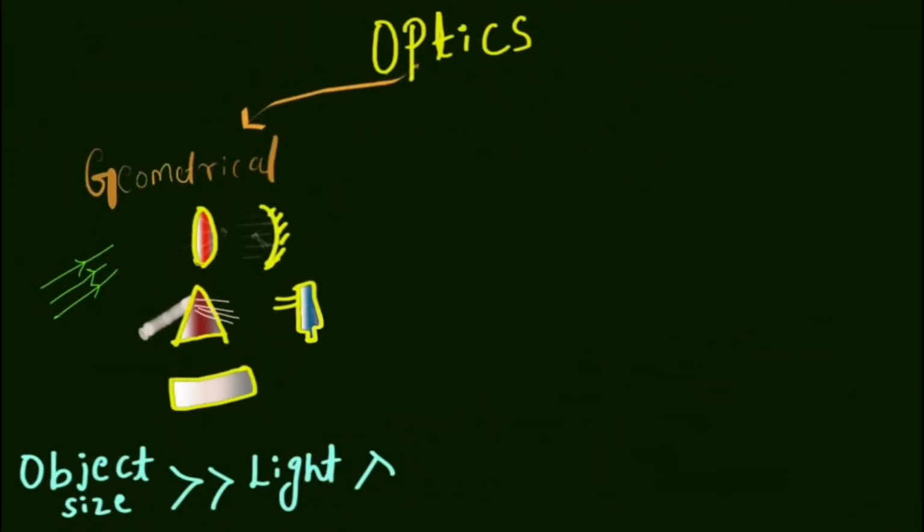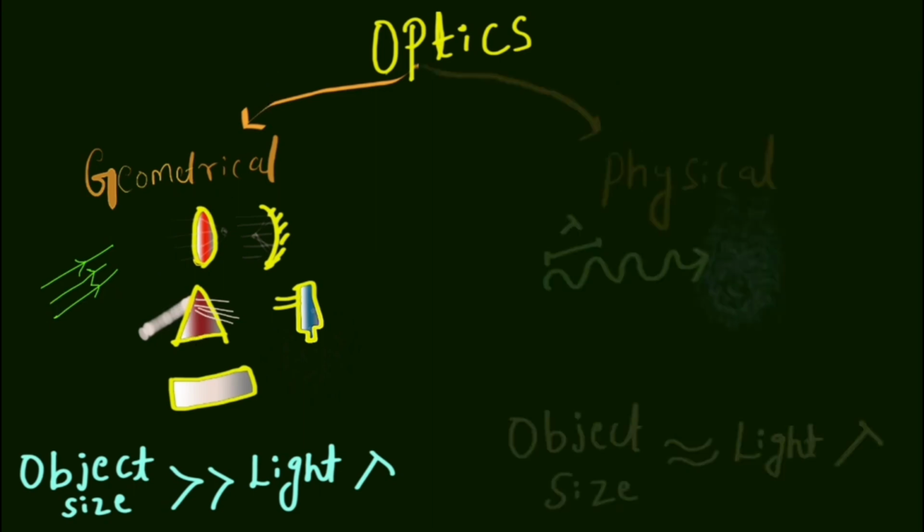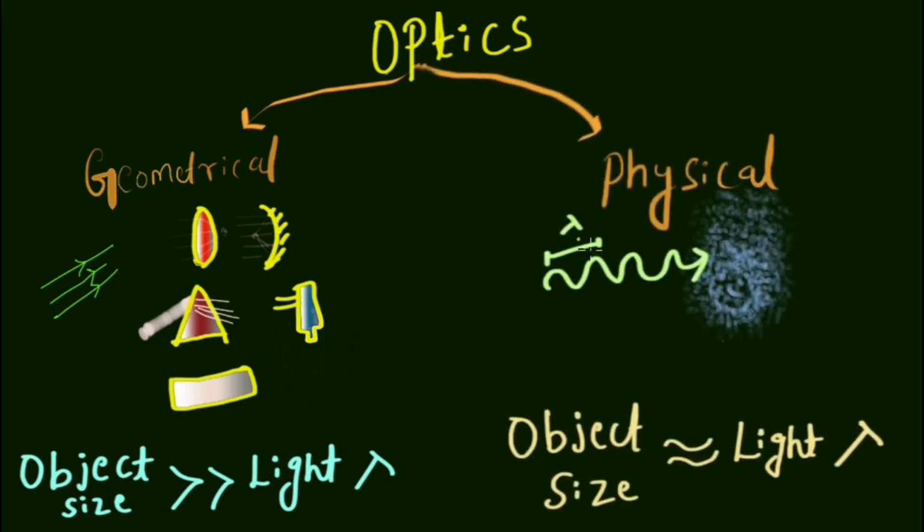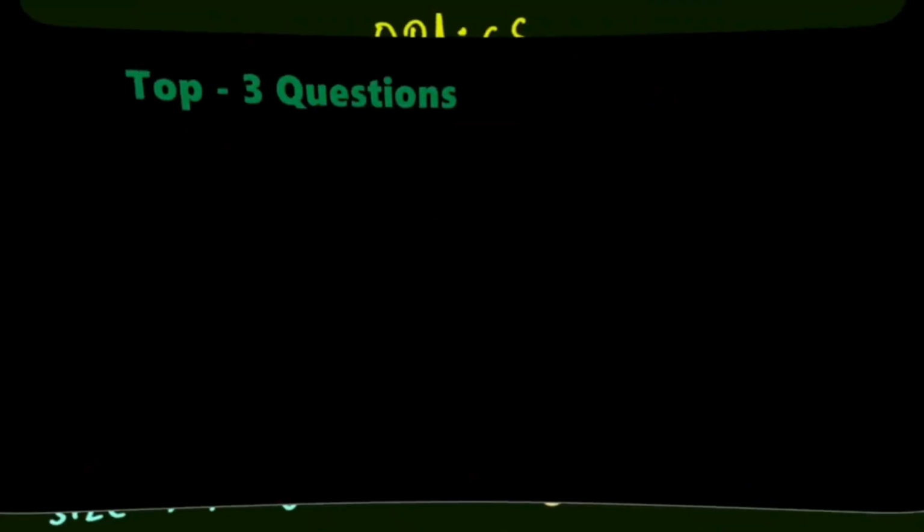But geometrical optics works fine when the size of the objects are much larger than the wavelength of interacting light. ಆದರೆ physical optics is necessary when the size of the objects are very very small, or its size is comparable with the size of the wavelength of interacting light. Now it is a time for top 3 questions.